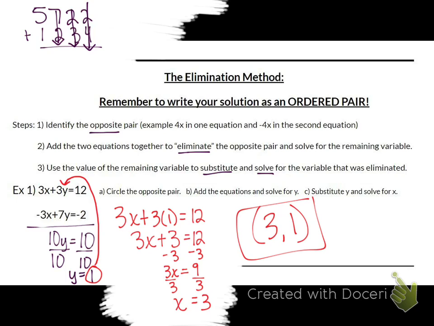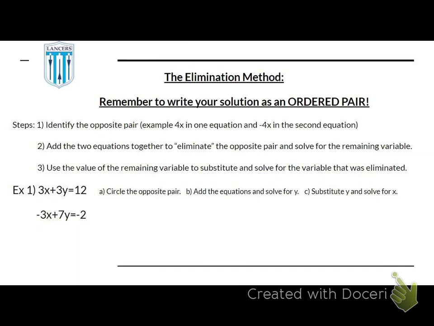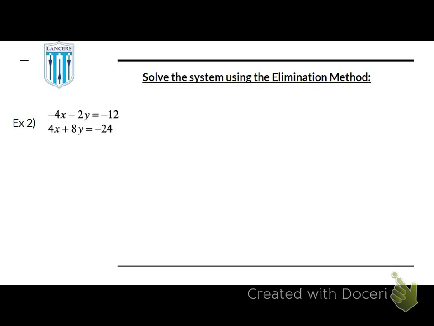Okay, my hope is that these next few examples will go pretty quickly. When you already have an opposite pair, it makes it go pretty fast. These problems get a little bit longer when it's not already set up nice and neat for us. But today we're going to keep it simple. So on example 2, what is my opposite pair? Okay, the x's again are my opposite pair.